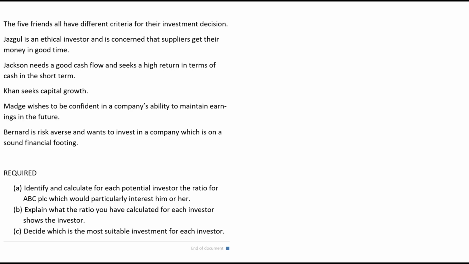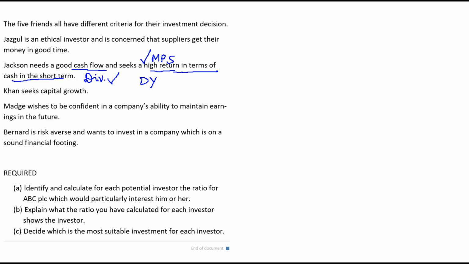Next, we have been told that Jackson needs a good cash flow and seeks a high return in terms of cash in the short term. Return is always on investment, and the investment which will be made by Jackson in the company will be the market price of the share. Return in terms of cash in the short term will be dividend because that is what the company will pay to the investor in the short term. So we need a ratio which will compare the market price of the share with the dividend. That is nothing but the dividend yield ratio.